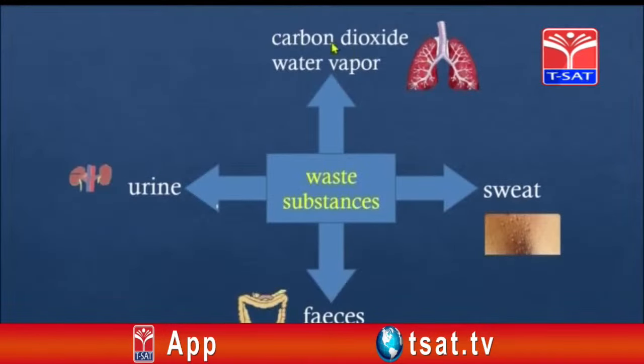During respiration, carbon dioxide and water vapor are the waste substances produced. These are removed by the lungs. During heavy exercises and stress, we get sweat. Sweat is also a waste substance. It is eliminated by the skin.